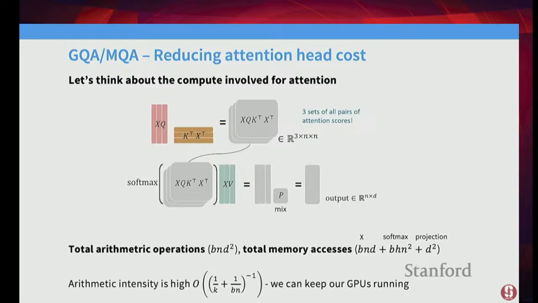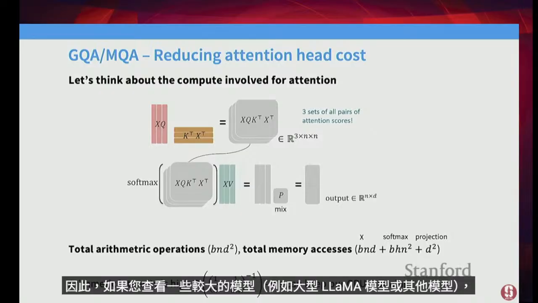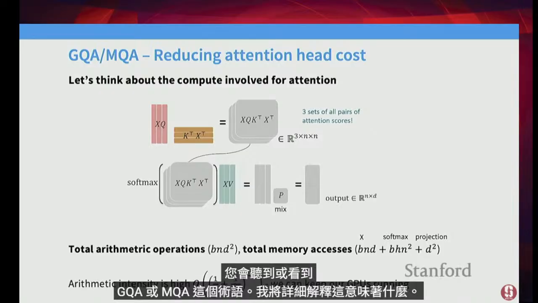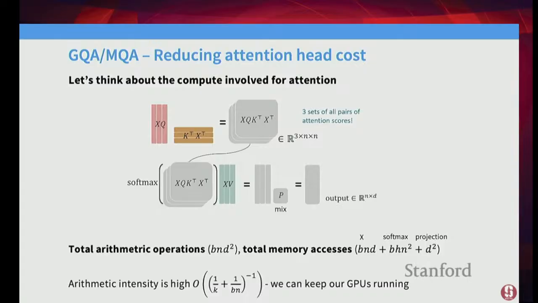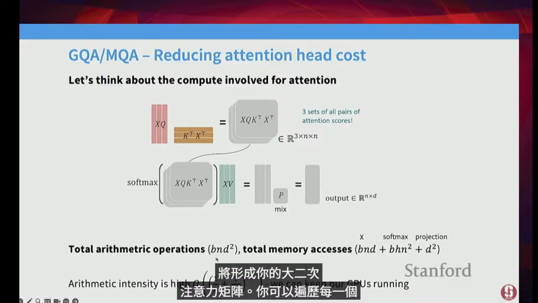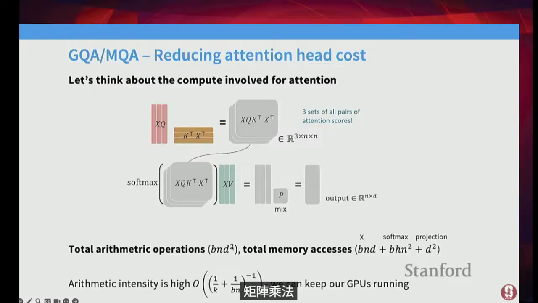So to set the stage, let's think about the compute that you need to do attention. This is, once again, 224N slides here. You're going to take your XQ, your query, and your XK, and then you're going to form your big quadratic attention matrix. You can walk through each of these matrix multiplies, and you can convince yourself that the total number of arithmetic operations is going to be B times N times D squared. B is the batch dimension, N is the sequence length, and D squared is the hidden dimension squared.